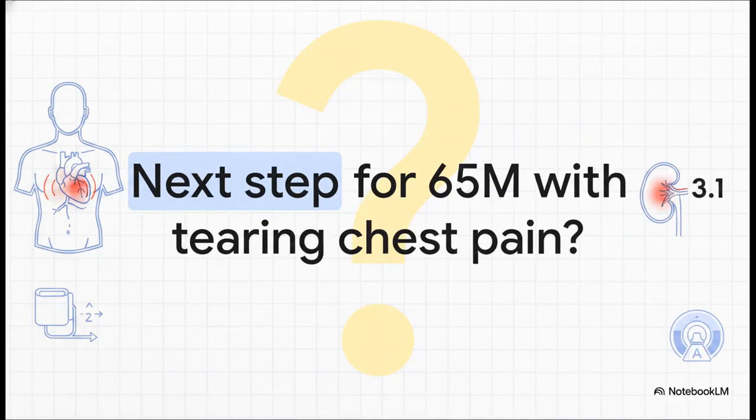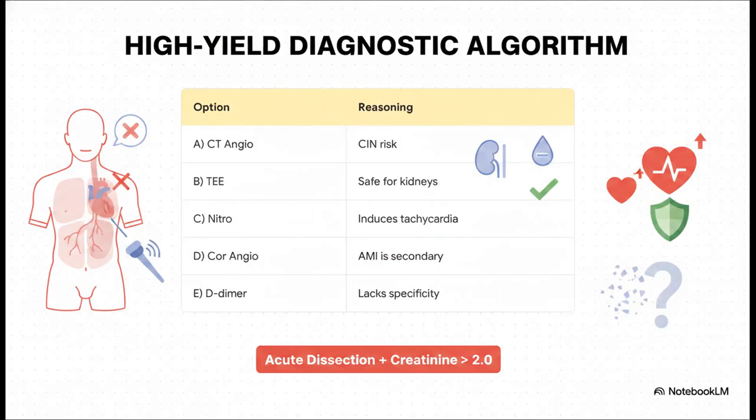All right, let's lock this down with an integrated assessment. You've got a 65-year-old male presenting with tearing chest pain radiating to his back. On physical exam, you notice asymmetric blood pressures in his upper extremities. His stat labs come back and his creatinine is 3.1 milligrams per deciliter. So what is the absolute best next step in diagnosis or management? A, CT angiography. B, transesophageal echocardiography. C, IV nitroprusside. D, coronary angiography. Or E, D-dimer. The correct mandate here is B, transesophageal echocardiography.